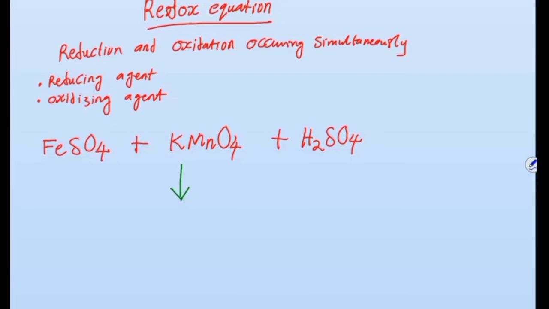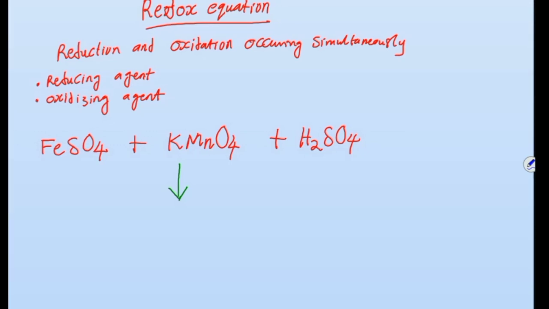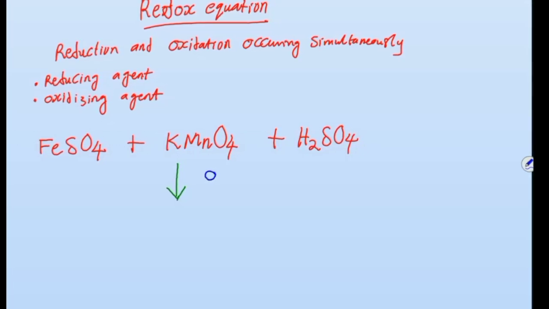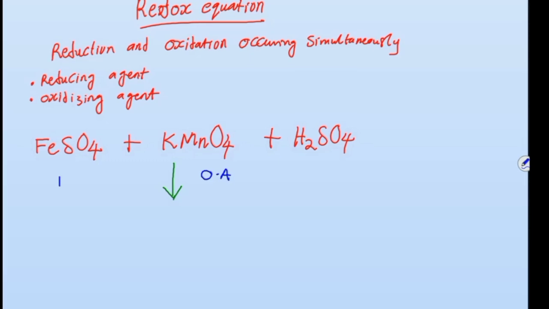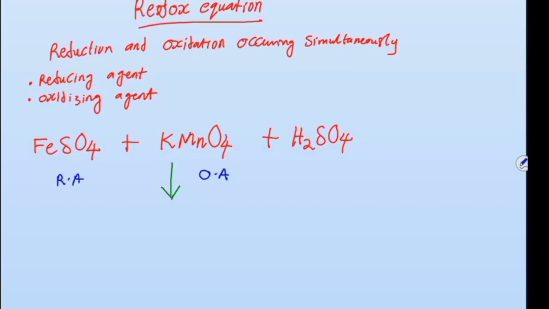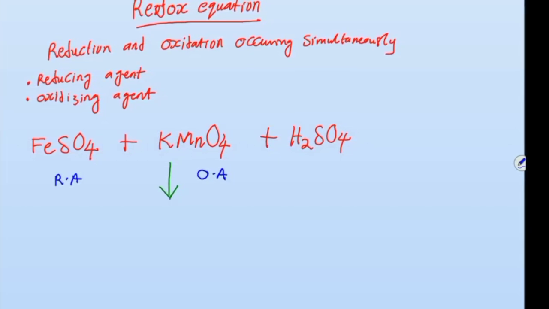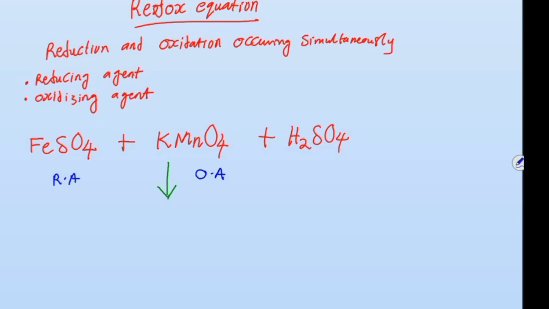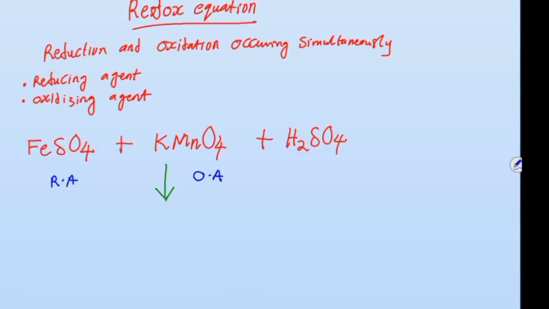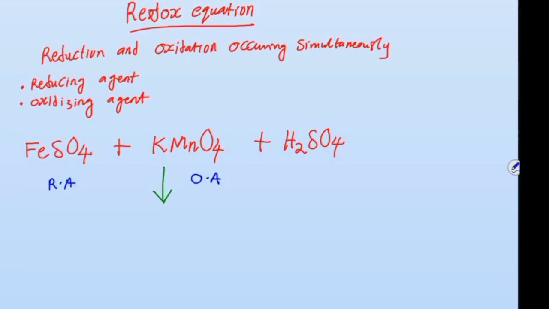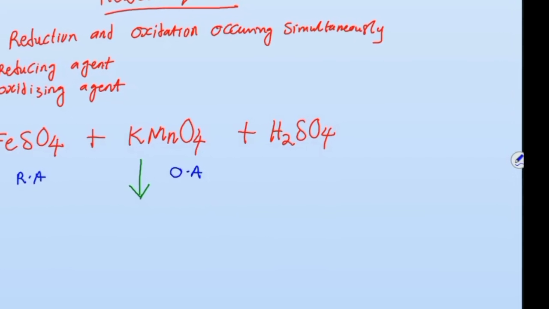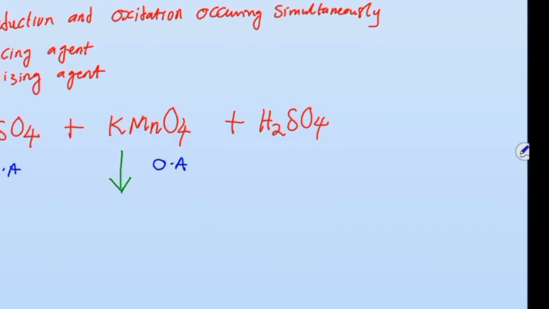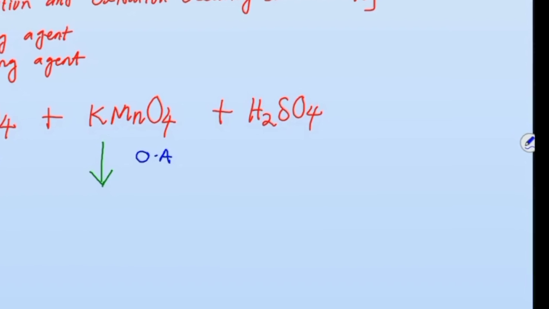Now, the oxidizing agent in this case is potassium tetraoxomanganate 7, while the reducing agent is iron 2 tetraoxosulfate 6. You may be wondering, how did I come about that? Okay, now I would like you to know one thing. In order for you to be able to choose your oxidizing agent and your reducing agent, you must do this. First of all, identify the ions involved.